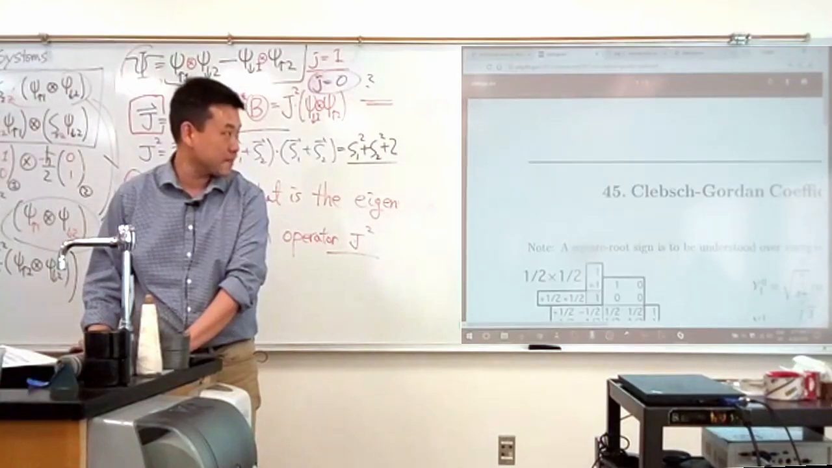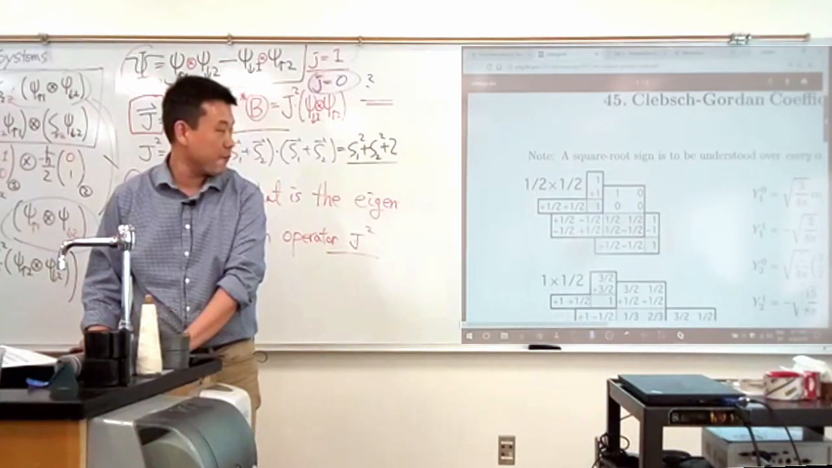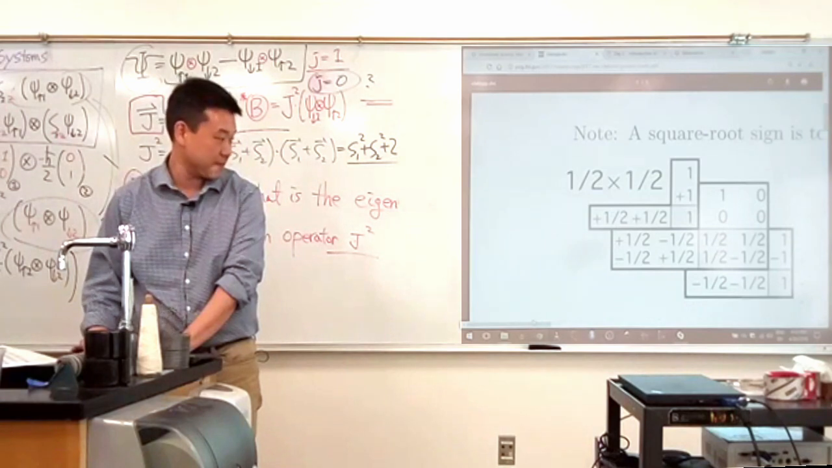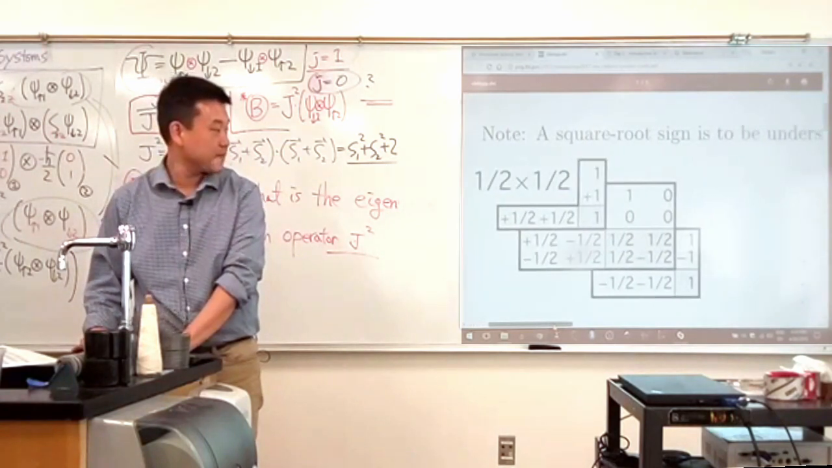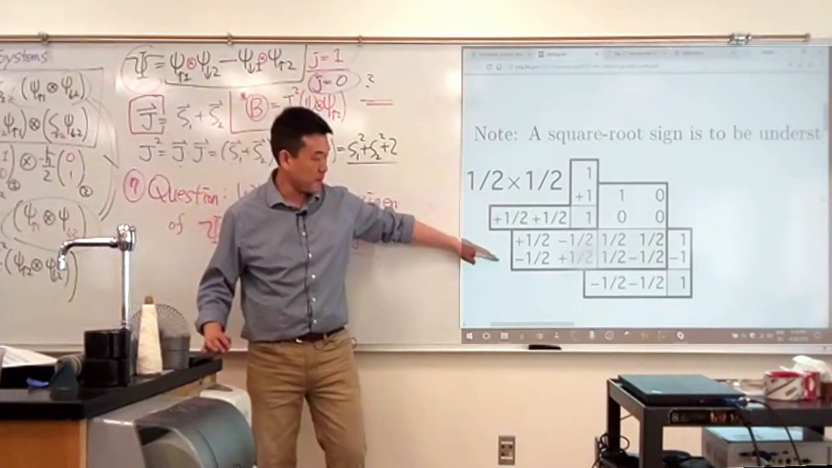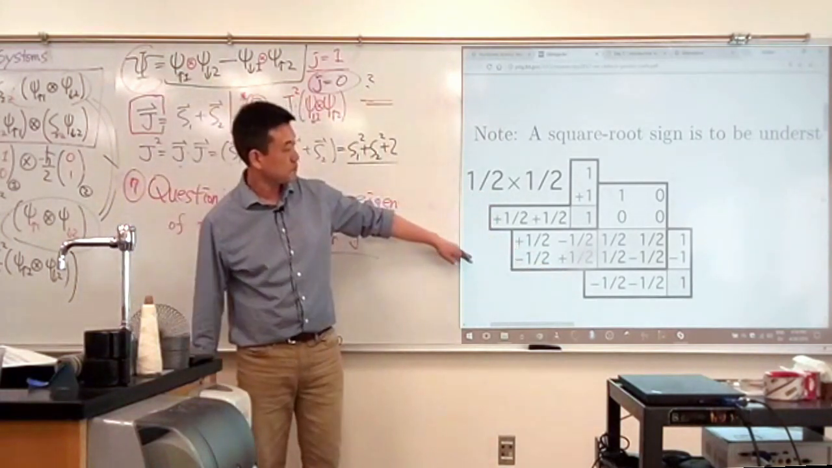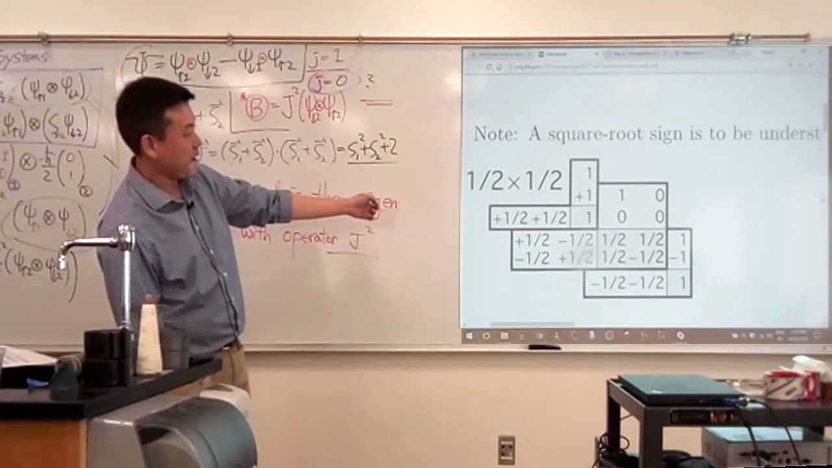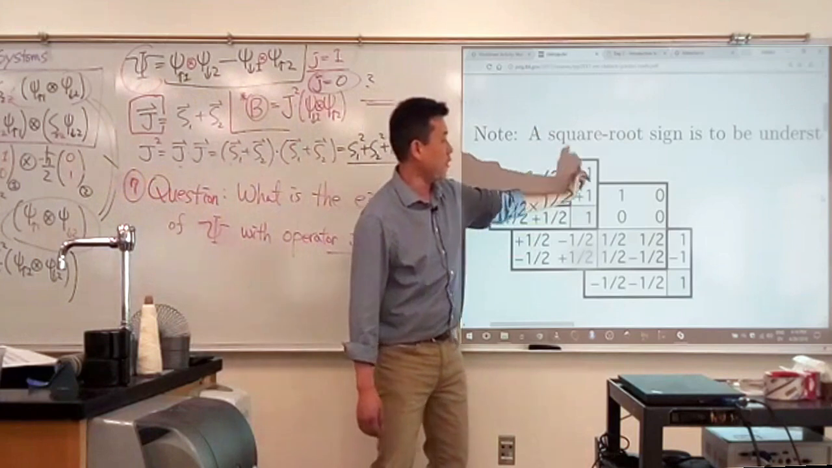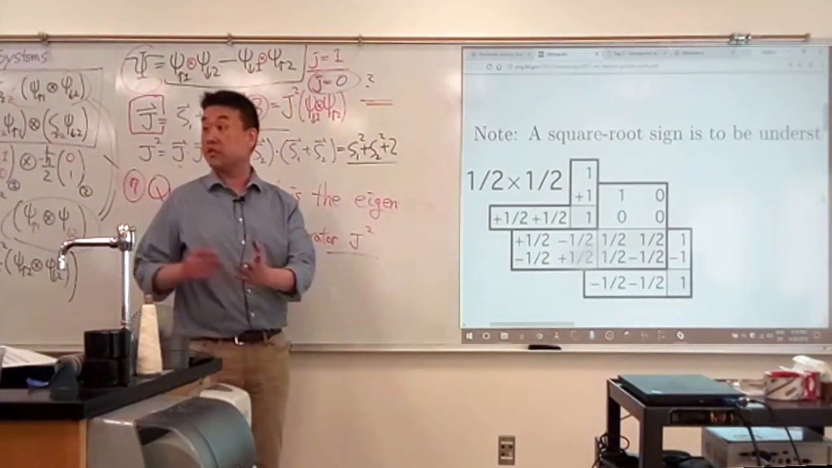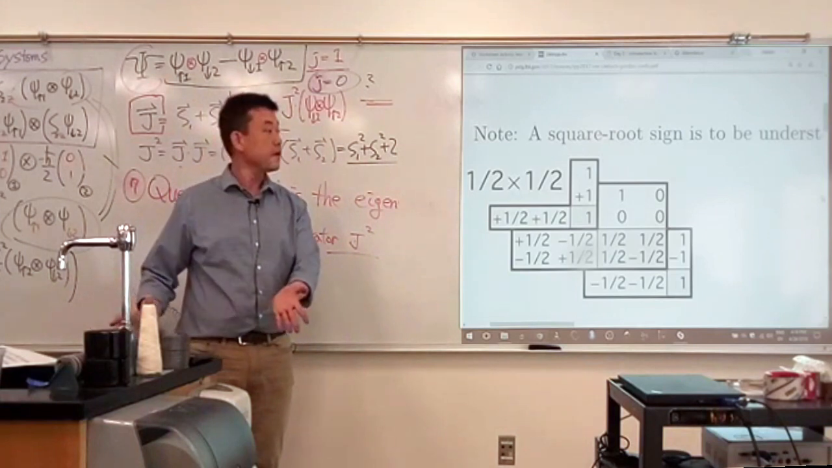So I'm looking at the smallest table there, 1/2 by 1/2. That's indicating you are adding a spin 1/2 system to another spin 1/2 system. Good. And what's down horizontally is different ways of combining them, and along the column is the end result, the total angular momentum value.